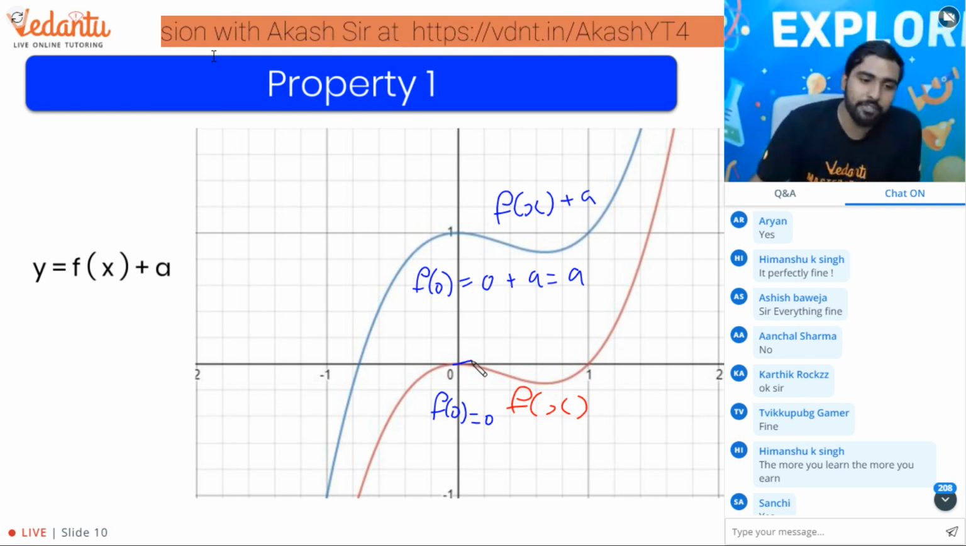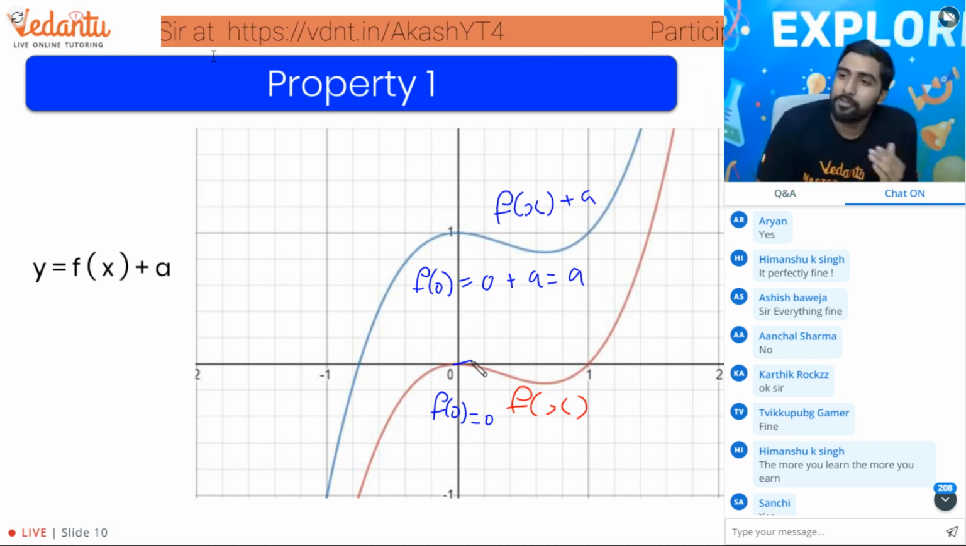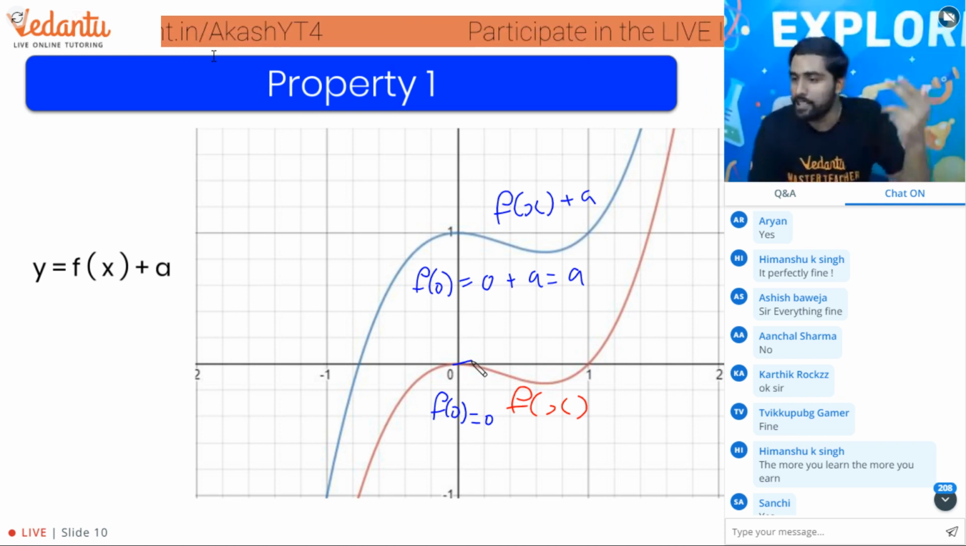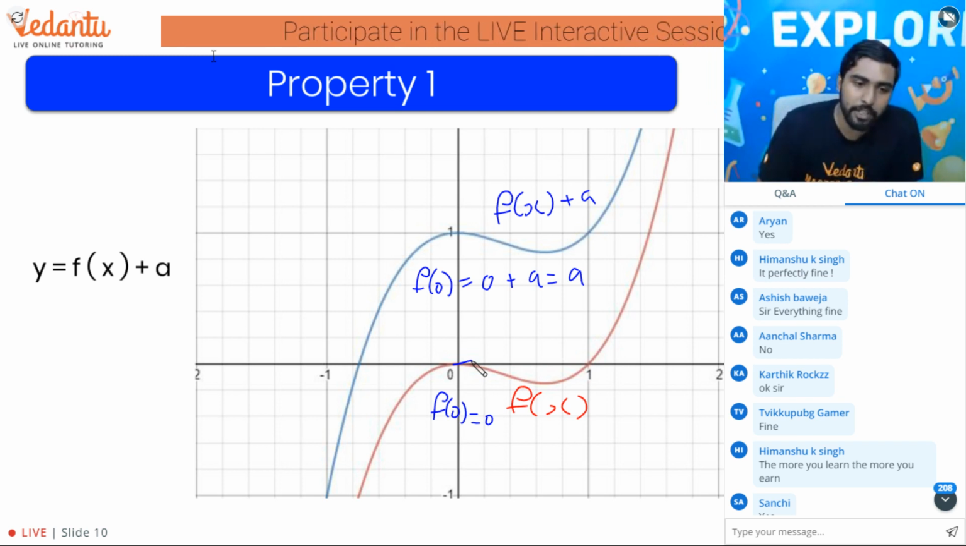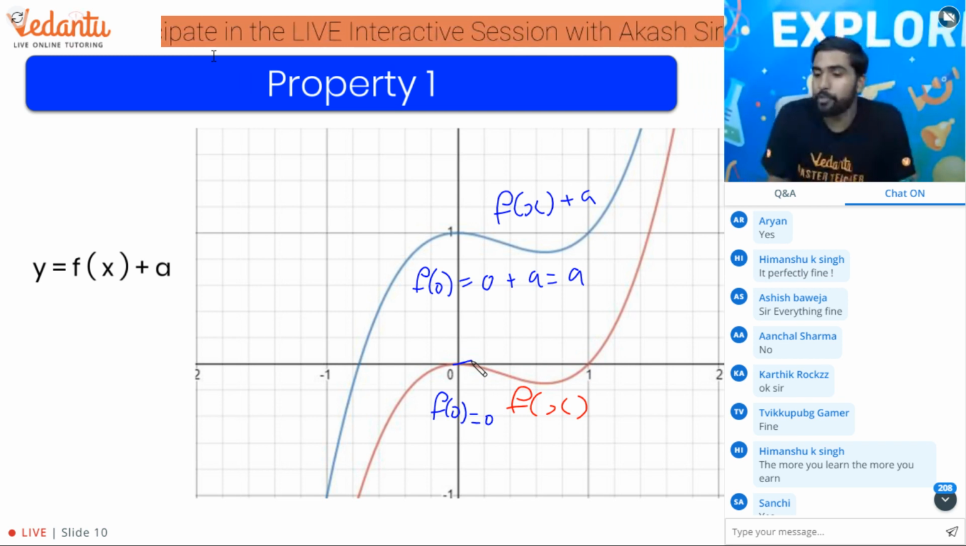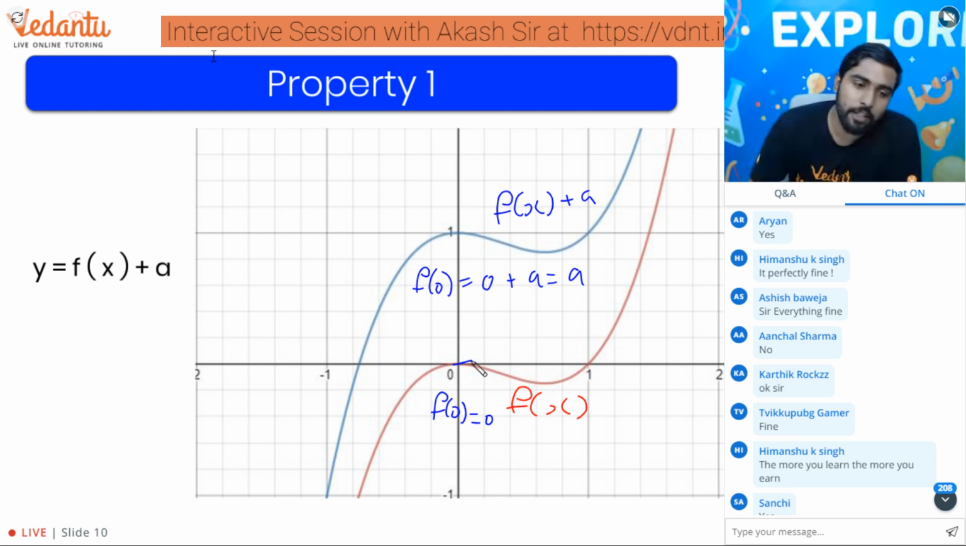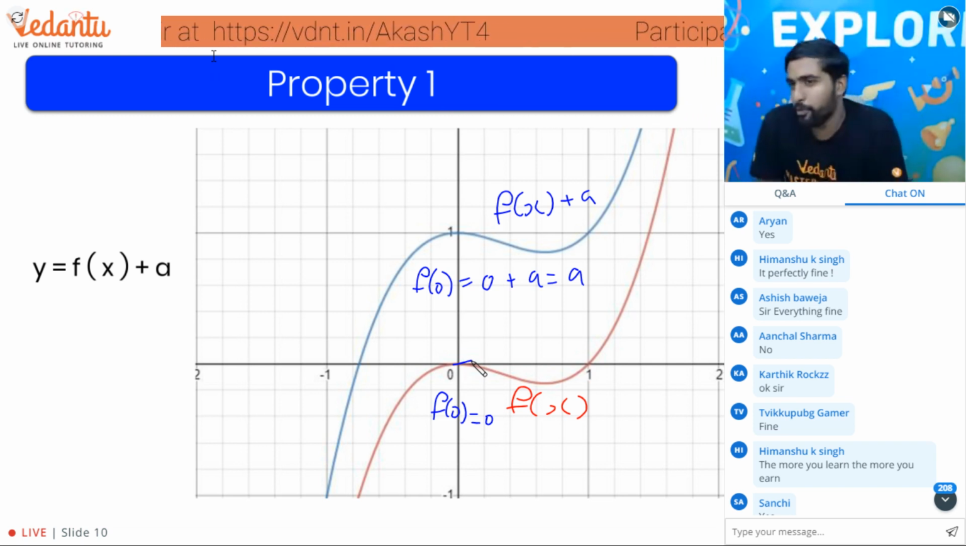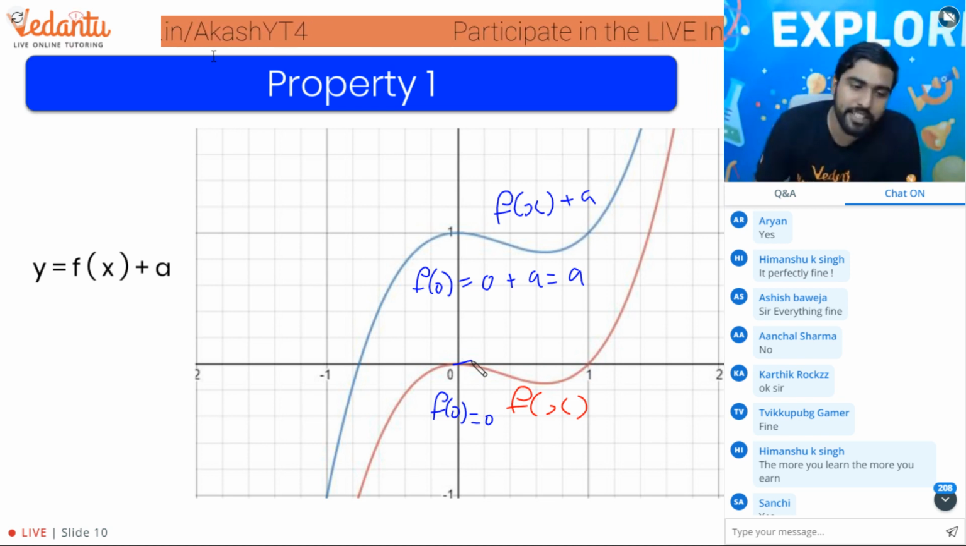Yes, x plus y should be equal to 45. See, 45 is in degrees, so we mostly deal with radians. So x plus y should be equal to pi by 4. Yes guys, so what is the value of pi? Pi is approximately 3.14. So 3.14 upon 4. Can anyone tell me which range it will lie in?